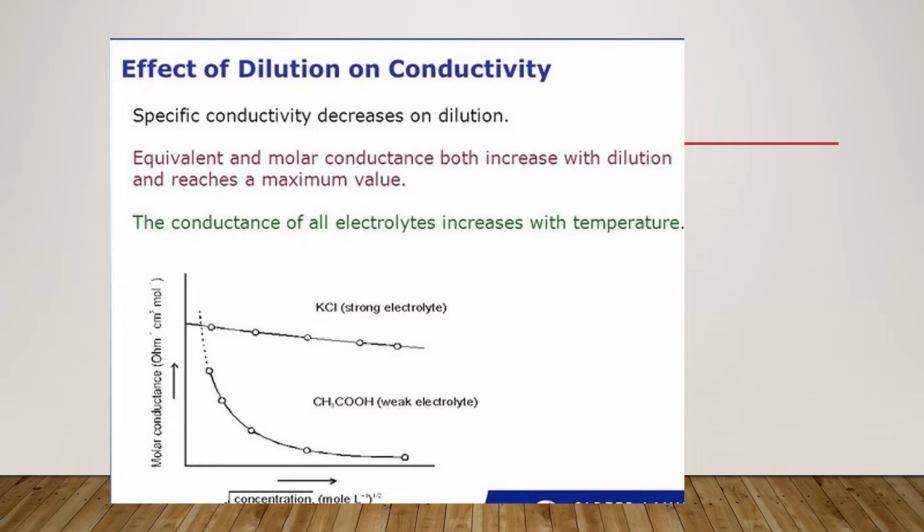When we plot the molar conductance of strong and weak electrolytes, we can determine the molar conductance at infinite dilution for a strong electrolyte by extrapolating the graph. But the molar conductance at infinite dilution of a weak electrolyte cannot be determined by this graphical method. So we have to think about other methods, and the only possible method is the application of Kohlrausch's law. So what is Kohlrausch's law?